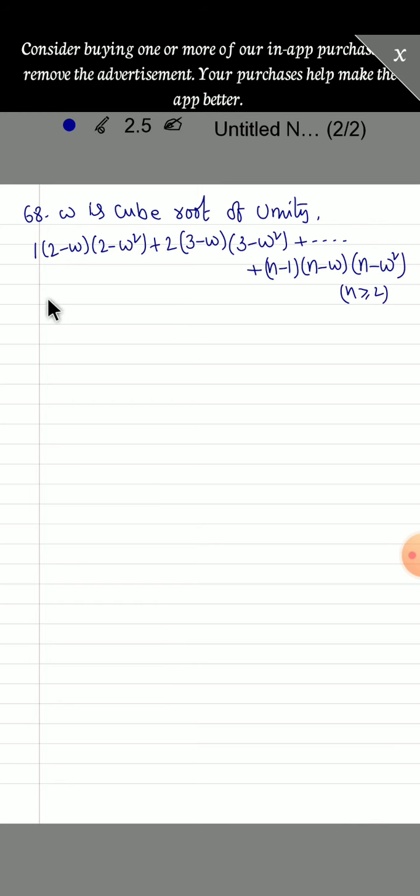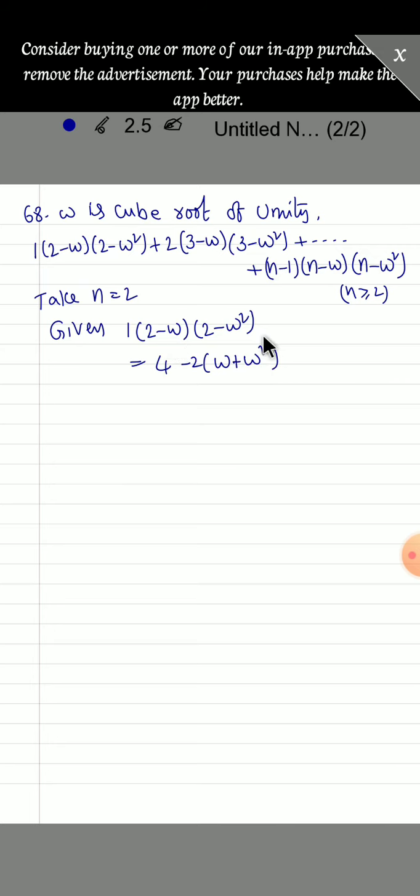So take n equal to 2 and verify the options. Then the given expression is equal to 1 into (2 minus omega) into (2 minus omega square), only the first term. So multiply this: 2 into 2, 4, minus 2 omega square, minus 2 omega, minus 2 taken common, omega plus omega square, minus omega into minus omega square, plus omega cube. 4 minus 2 into minus 1, plus omega cube which is 1, is equal to 7.